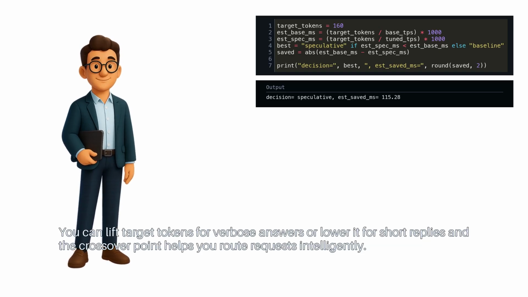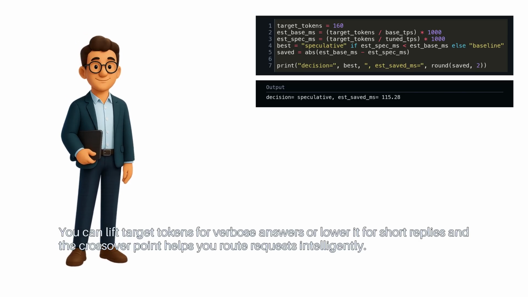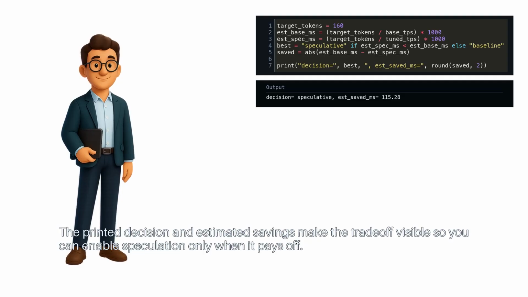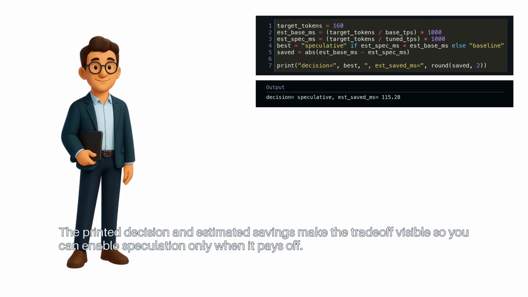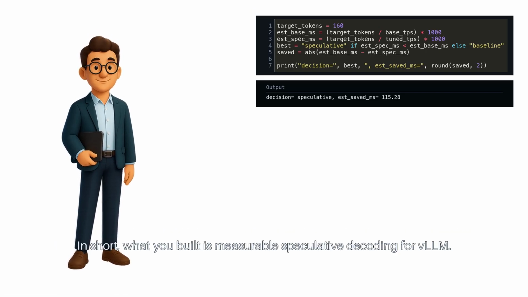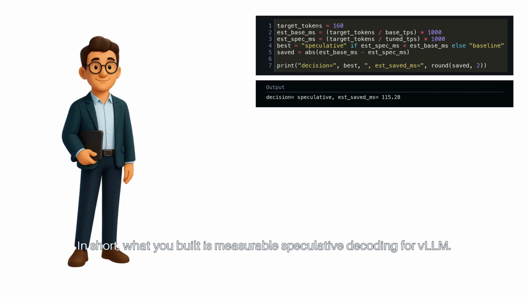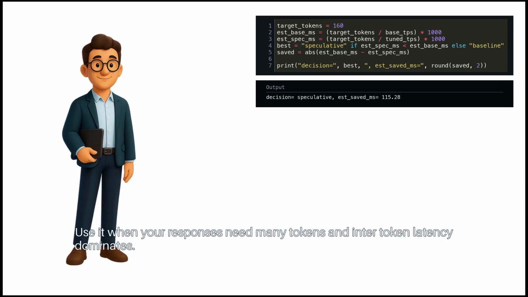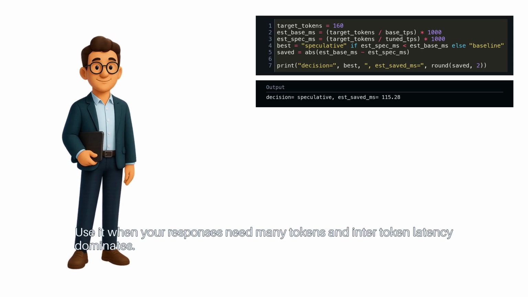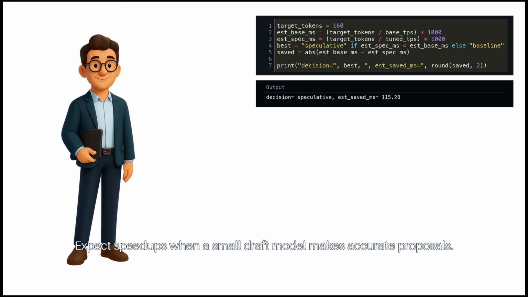You can lift target tokens for verbose answers or lower it for short replies, and the crossover point helps you route requests intelligently. The printed decision and estimated savings make the trade-off visible, so you can enable speculation only when it pays off. In short, what you built is measurable speculative decoding for vLLM. Use it when your responses need many tokens and inter-token latency dominates. Expect speedups when a small draft model makes accurate proposals.